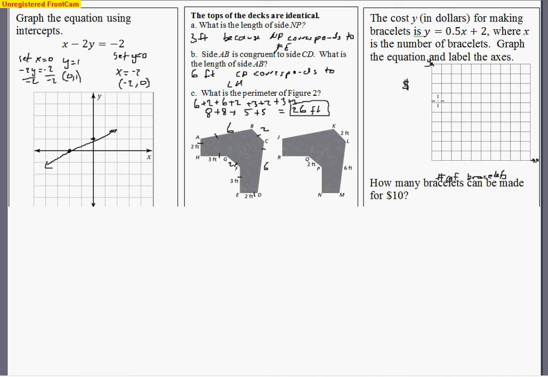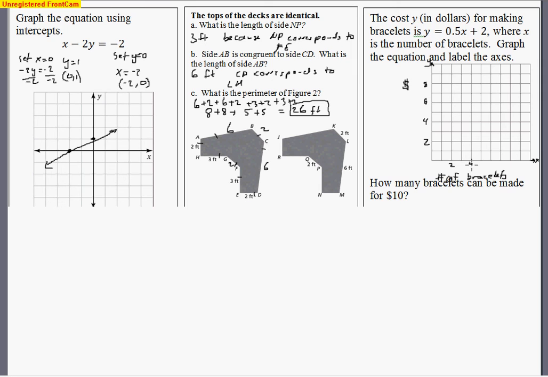But we've got to first make sure we label our axes, which we did. And we have to number the axes, or the intervals here. So I'm going to go by ones. The reason I chose that is because we have small numbers here. We're going to start at positive 2 on the y-axis. So it looks like we can fit everything here.